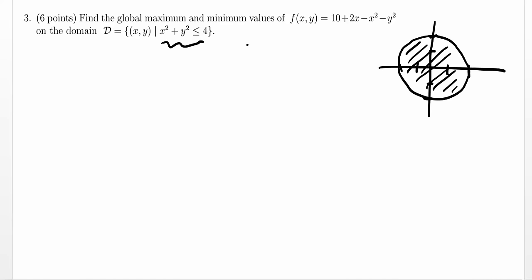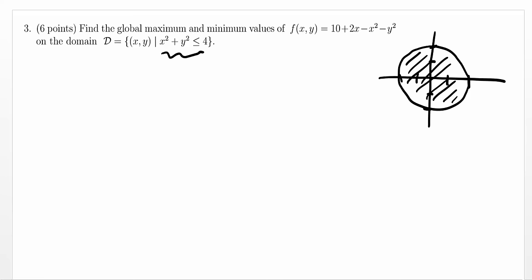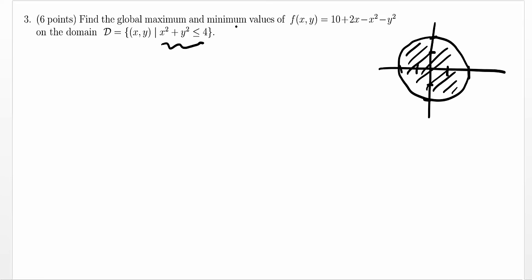So we're going to do this problem two different ways. First, we're going to try it with the parameterization of the boundary. And the second way, we're going to try it with Lagrange multipliers. So the first step on this problem is to consider all the points on the interior of the circle. That's the same as the first problem, just using the first derivative test. So we're going to take the gradient of f and set it equal to the 0 vector.